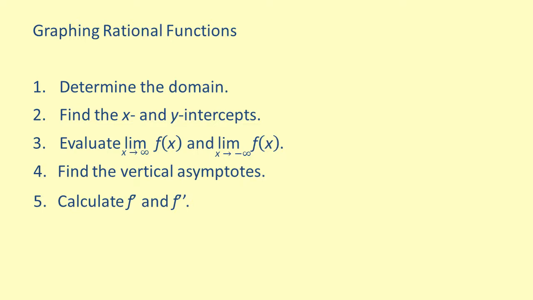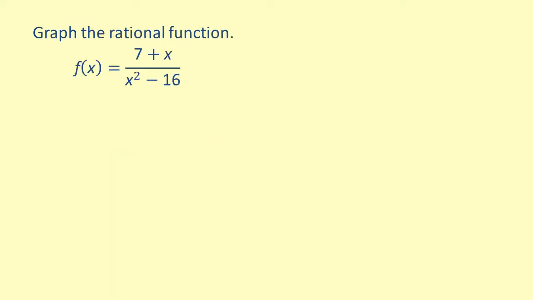Finally, we will calculate the first and second derivatives of the rational function. By calculating the first derivative, we will be able to find the critical values of the function, which tells us where the function is increasing or decreasing. We will also be able to determine the extrema of the function if any exist. The second derivative will help us find the intervals where the function is concave up or concave down and where the inflection points lie. In this problem, we are going to graph this rational function.